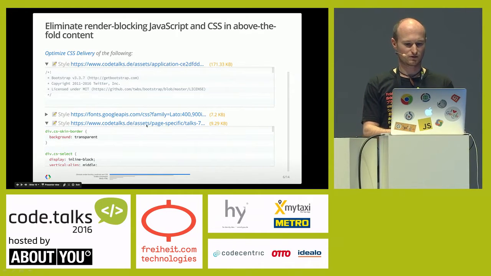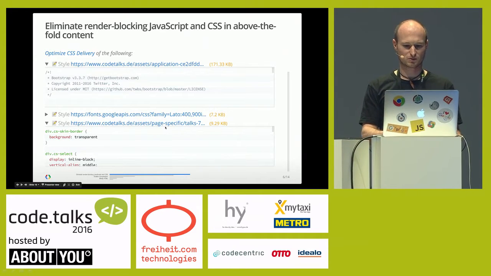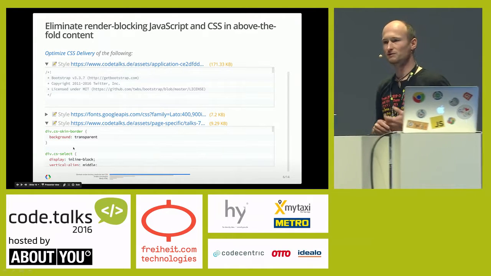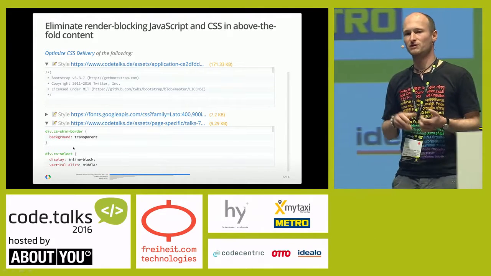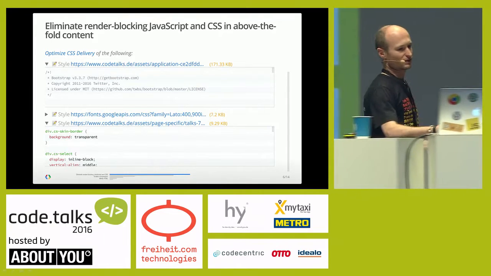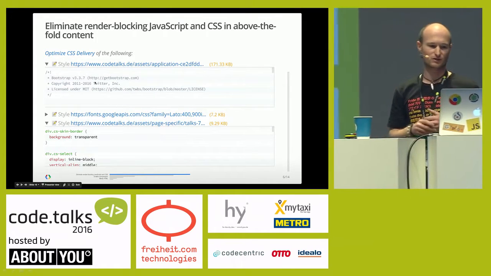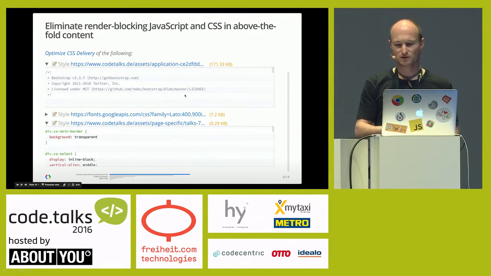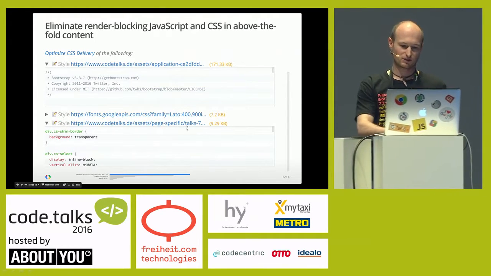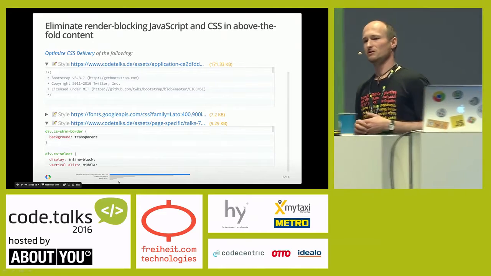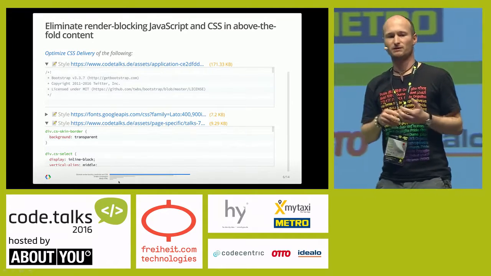Then we have another one, assets, page specific, talks. And you can see here that's the actual CSS that the page uses. I guess everything up here is just Bootstrap to get sort of a CSS reset. And there's this tiny thing down here that most people don't see at first sight. There's this blue bar and then a couple of gray bars. That's each of the rules that the tool has detected.